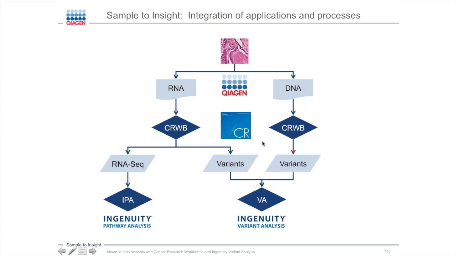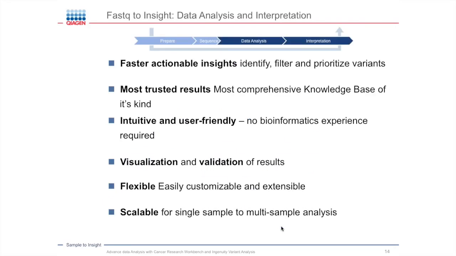This is really similar to what we will do today in this demo, but we will really focus on the DNA workflow today, where you have DNA extraction, then you do the sequencing of that DNA, and your goal is to identify the different variants in your sample and compare them. It could be, for example, tumor normal, it could be responder, non-responder, and so on. So here we will really focus on this workflow in this presentation today. We will discuss Cancer Workbench, then variant analysis. That is what we call FastQ to insight, so data analysis and interpretation.